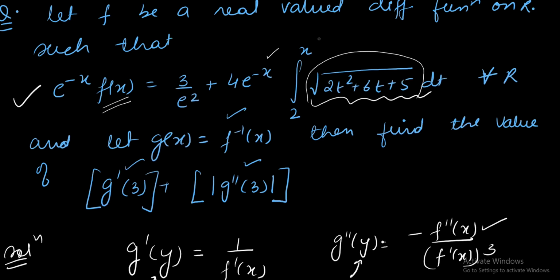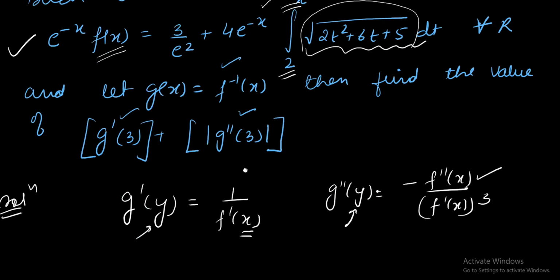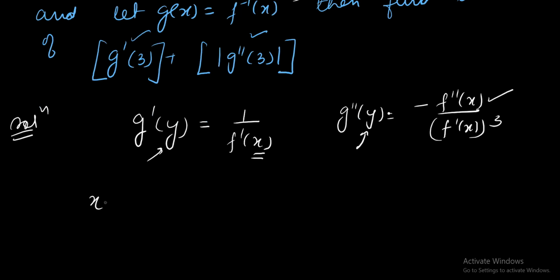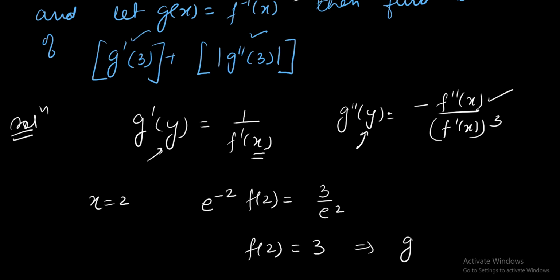किस x पर conveniently आप वैल्यू निकाल पाओगे? So I can say when x is 2, I can easily evaluate the value. चलो हम कैलकुलेट करते हैं what is the value we are going to get. So when you have x is equals to 2, you will be getting e power minus 2 into f of 2 is equals to 3 by e square. The second term will vanish because lower and upper limit coincides. It indicates that f of 2 is turning out to be 3. Implies in case you are talking about g of 3, it will be 2.